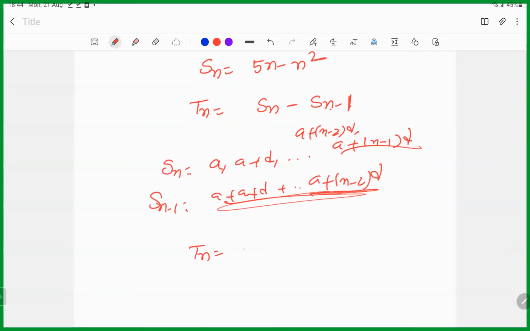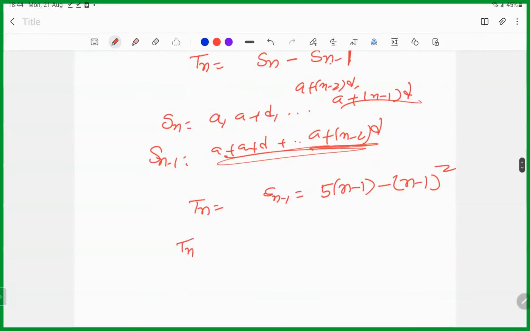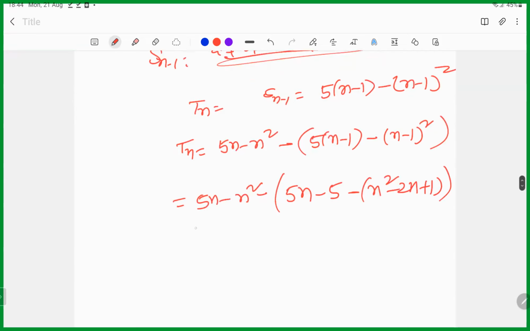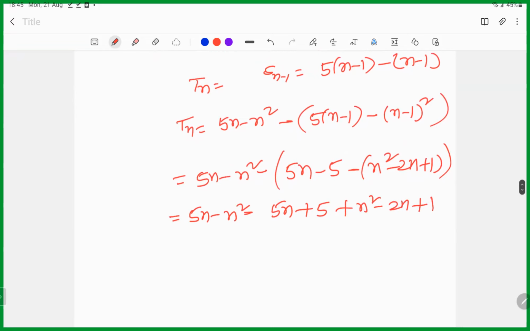Okay. Now, Sn equal to 5n minus n square. So Tn equal to Sn minus Sn minus 1. What is Sn minus 1? You need to replace n with n minus 1, that's it. N minus 1 whole square. In n, you need to replace n with n minus 1. Okay. So now what is Tn? 5n minus n square minus of 5 into n minus 1 minus n minus 1 whole square. So 5n minus n square minus 5n plus 5. What's the a minus b whole square formula? N square minus 2n plus 1. Okay. So take out the minus inside: 5n minus n square minus 5n plus 5 plus n square minus 2n plus 1. So what will cancel out? N square cancelled out. 6 minus 2n.